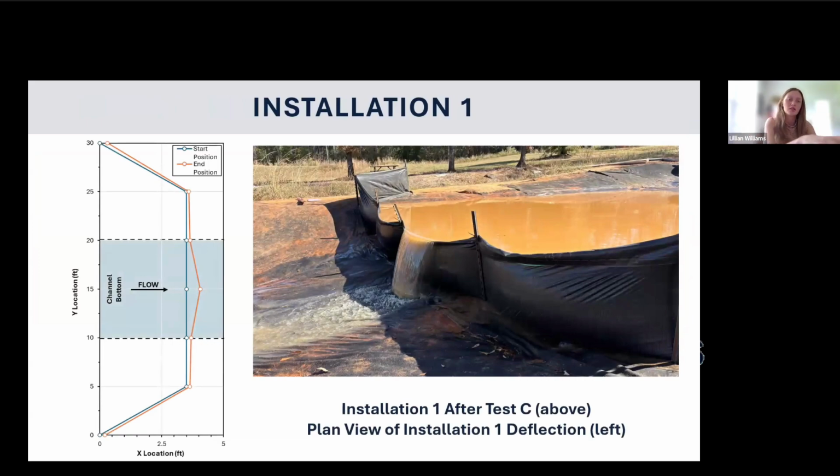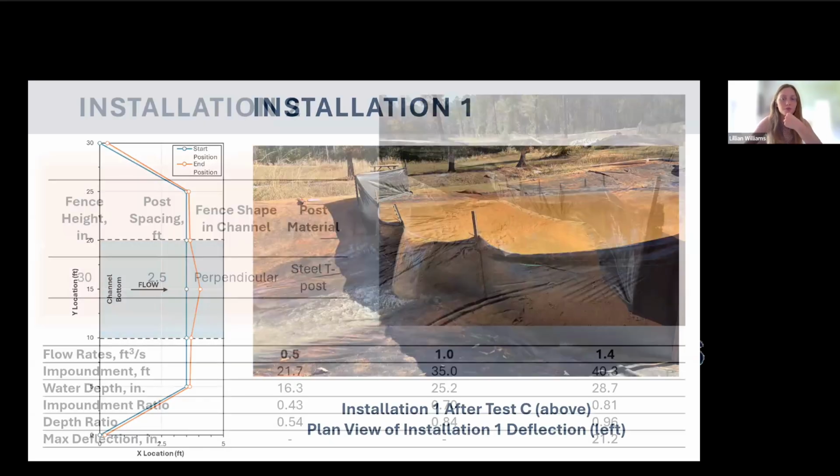The T-posts, as you can see in this graph on the left, were charted from start position to end position, so after the 3 tests. And I would measure the deflection from the top of the post during each one, to see how far at the end it moved from the start. And here we have a little bit of deflection on that center post, but not as much as we would see in some other tests that I'll show you.